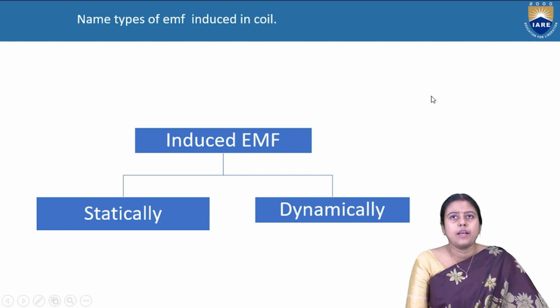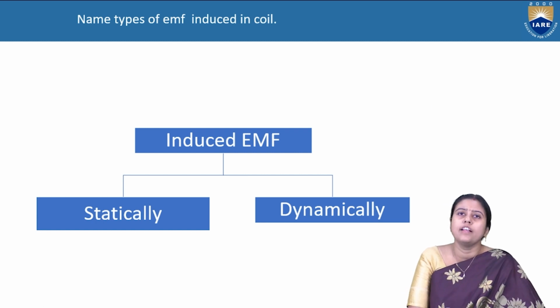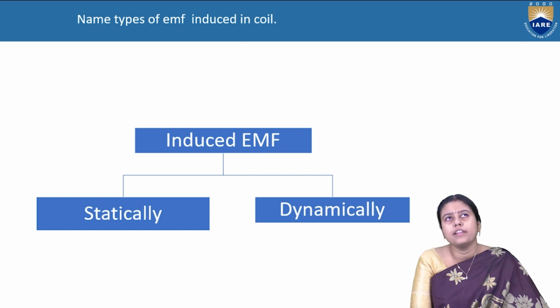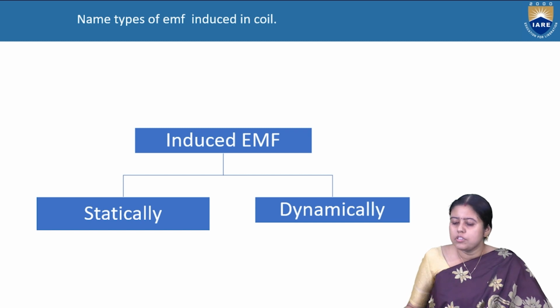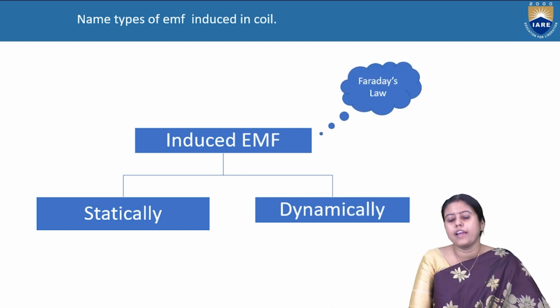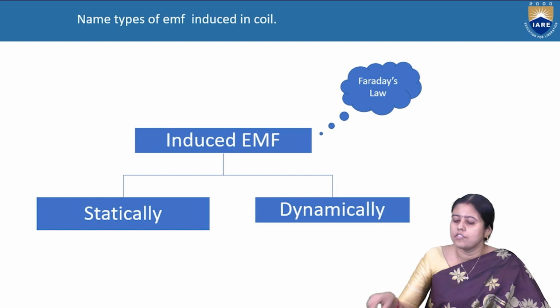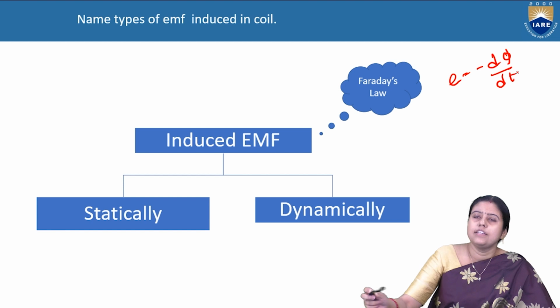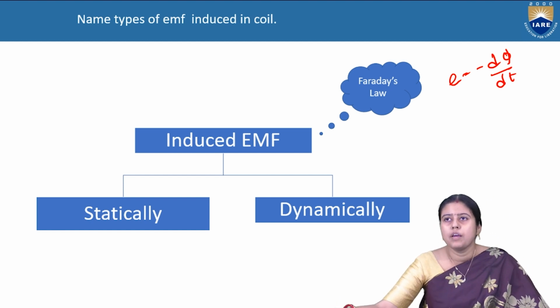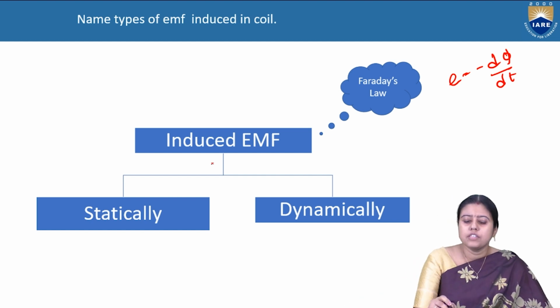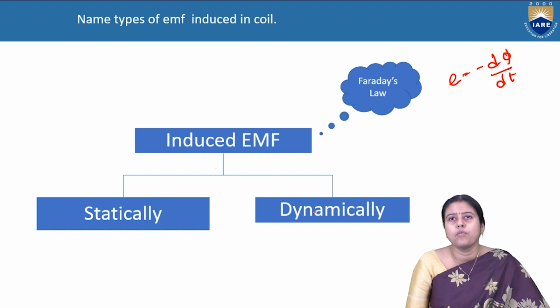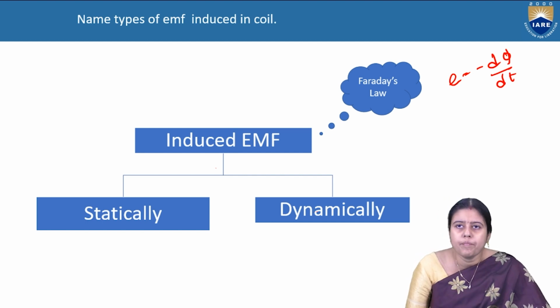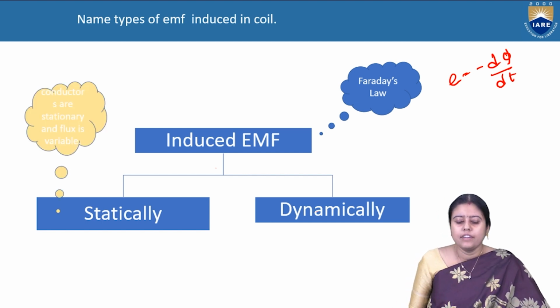Next is the types of EMF induced in a coil. According to Faraday's law, whenever there is a change of flux, there is some induced EMF. So the induced EMF E is equal to minus d phi by dt. Induced EMF can be divided into two parts: one is the statically induced EMF, and the other is the dynamically induced EMF.